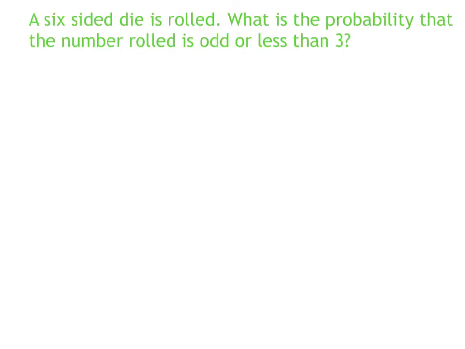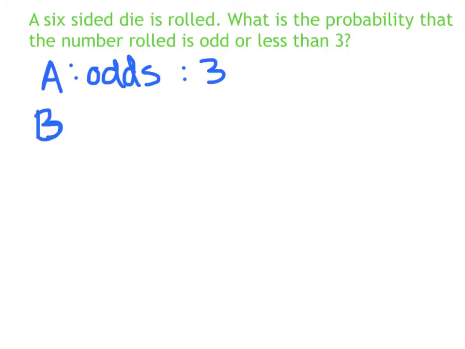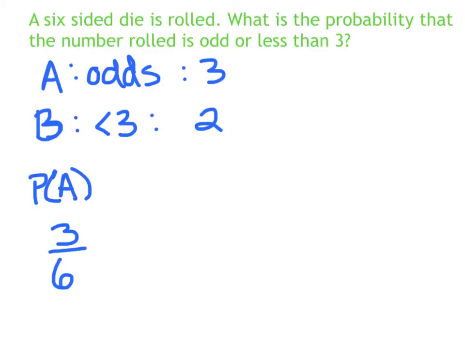Alright, here's another one. A 6-sided die is rolled. What is the probability that the number rolled is odd or less than 3? So if we let event A be the odd numbers, there are 3 of those, right? And if we let B be the event that is less than 3, well, there are 2 of those. So the probability of A is 3 out of 6, because there's 6 sides to the die, right? Half of them are odd, plus the probability of B, which is 2 out of 6.